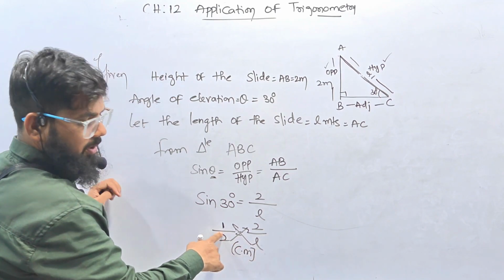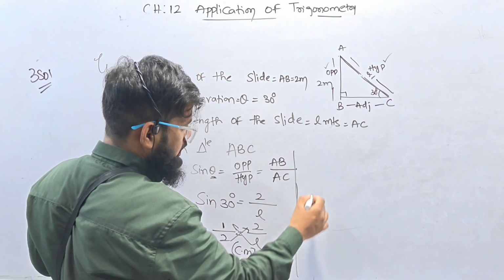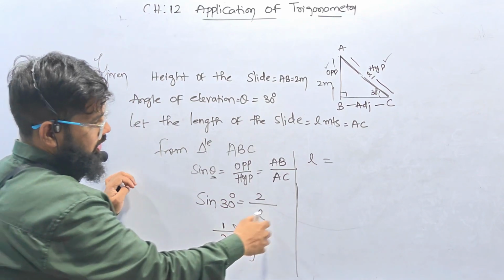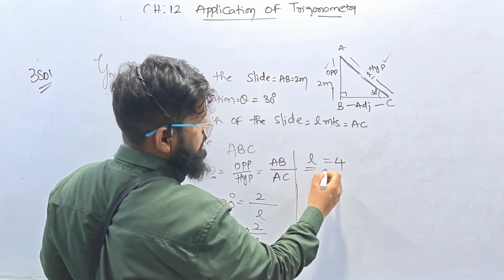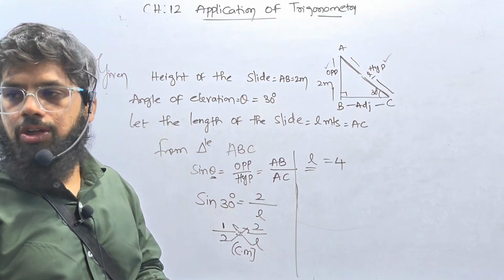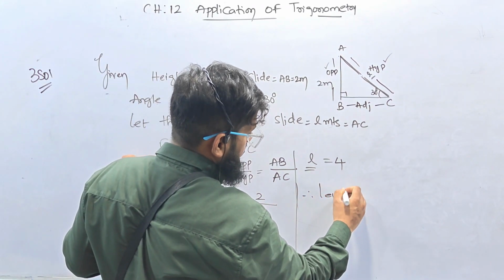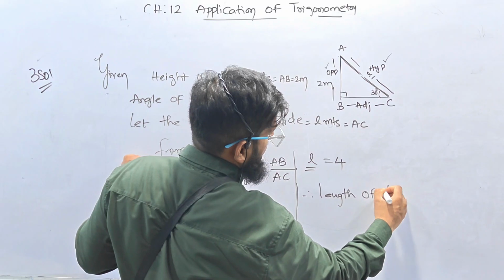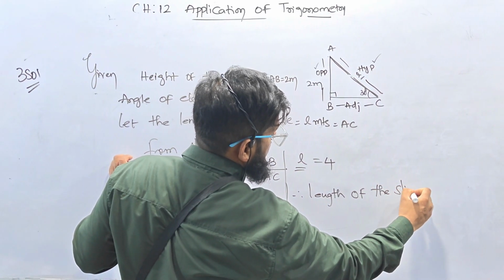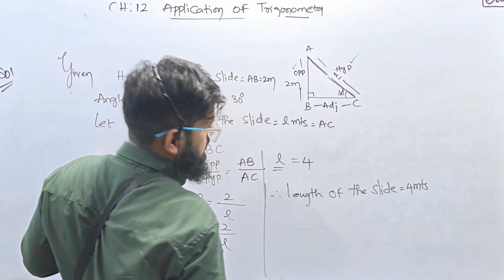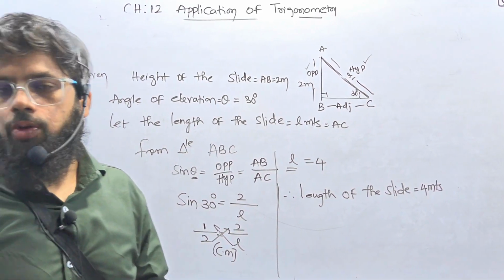L is going to multiply with 1, so you get 1 into L is L. Then here 2 2s are 4. So therefore we got the L value, that is the length of the slide. Therefore, the length of the slide is equal to 4 meters. Clear, everyone? I hope you have understood.